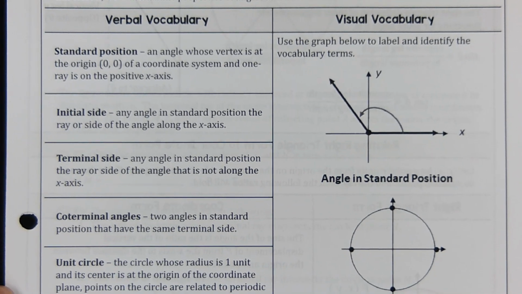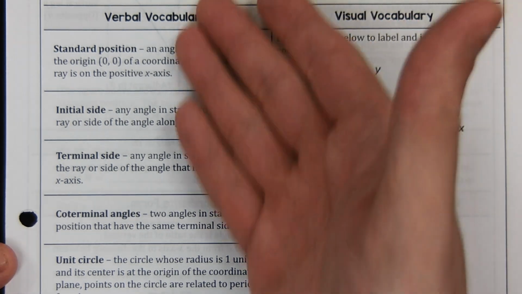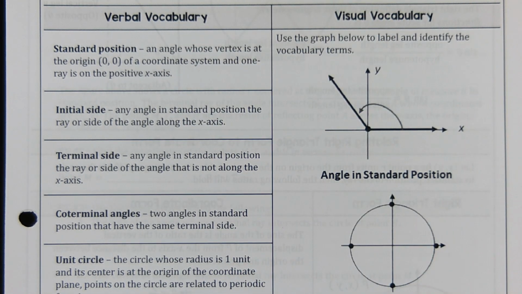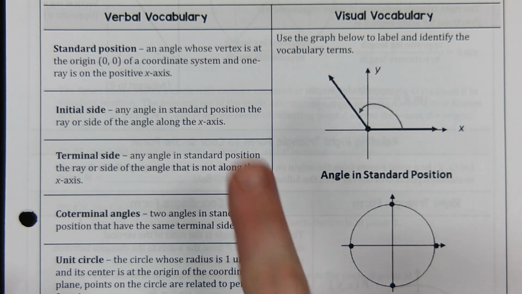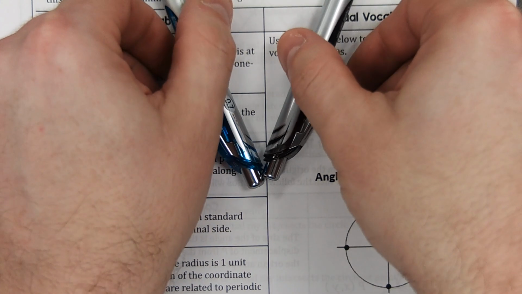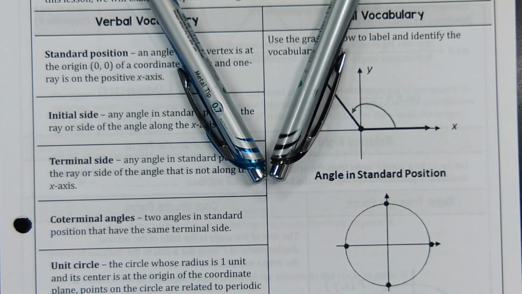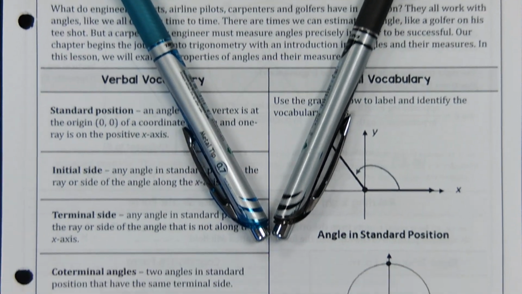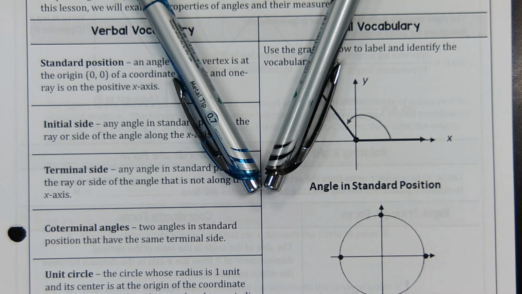So just like we did with lesson 3.1, we got verbal vocabulary and what that looks like as visual vocabulary. First of all, this one requires you to know a vocabulary word from geometry, and that is what the vertex of an angle is. The vertex of an angle is the place where two rays intersect. So this would be an angle, right? This would be known as the vertex of that angle.